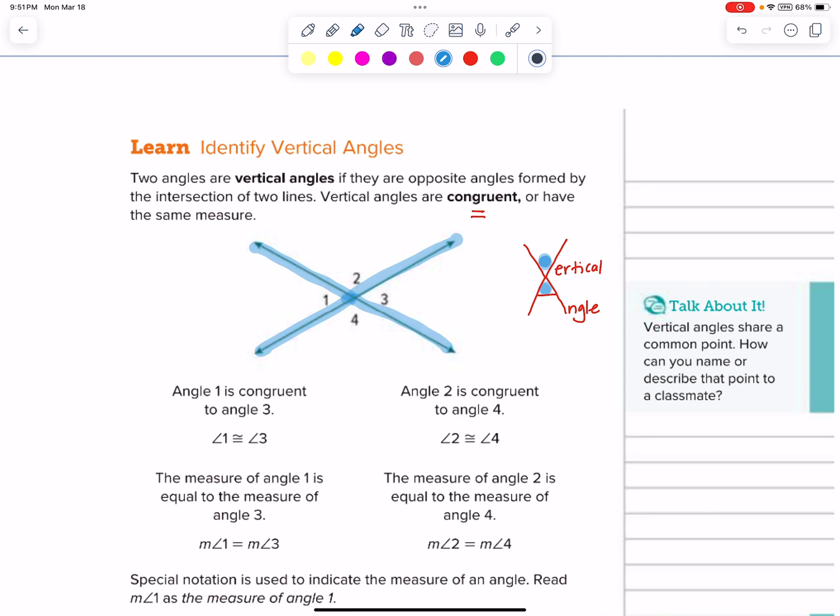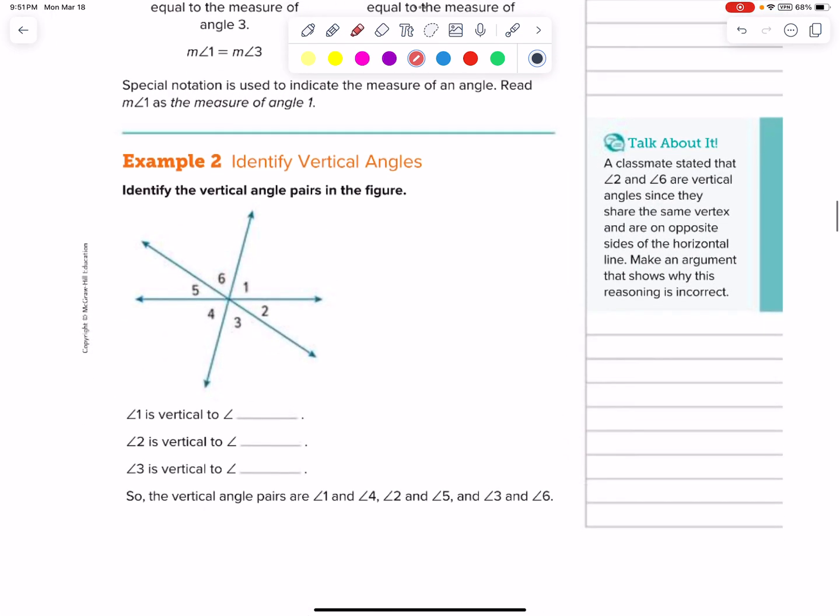Okay, the thing is though, I want you to notice that they cross like this. It's not one going like this and then changing a weird angle. It has to be that perfect X for them to count as vertical, okay? And so it's the opposite angles. And so we have angle 1 and angle 3, and let's pick a different color. And we have angle 2 and 4. Those are the equal ones, okay? All right, let's go ahead and try it out here.